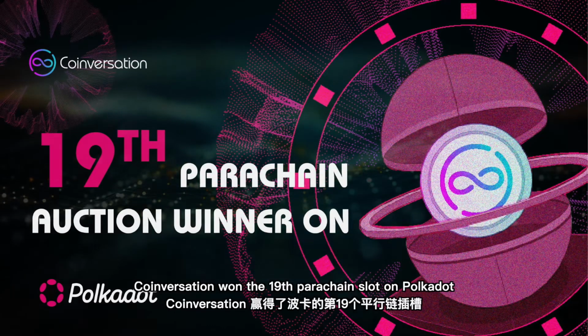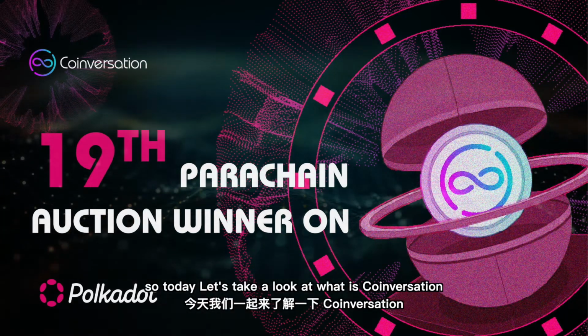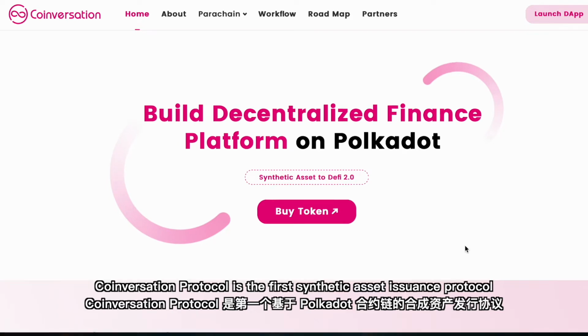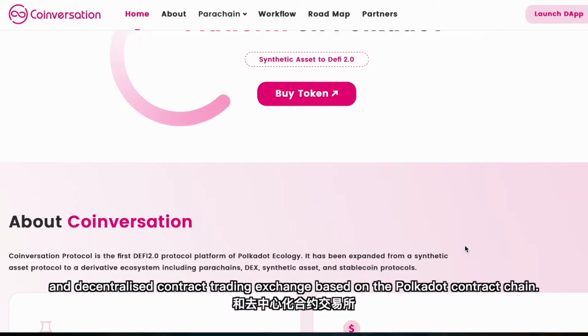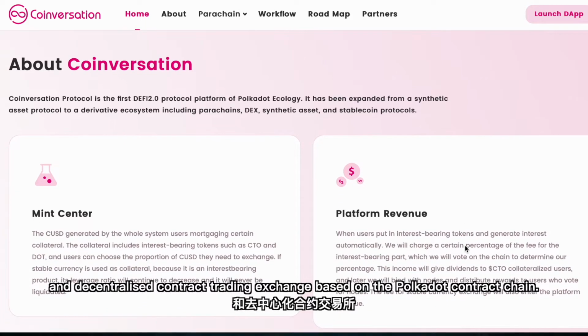Coinversation won the 19th Parachains slot on Polkadot. So today let's take a look at what is Coinversation. Coinversation protocol is the first synthetic asset issuance protocol and decentralized contract trading exchange based on the Polkadot contract chain.